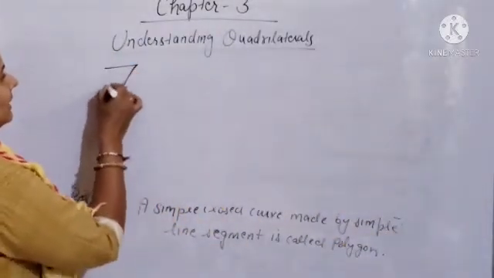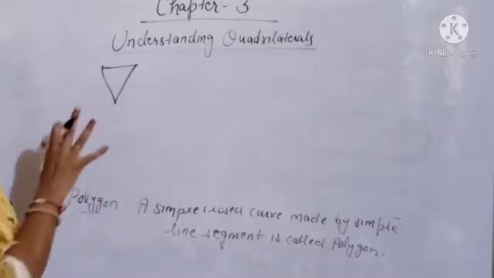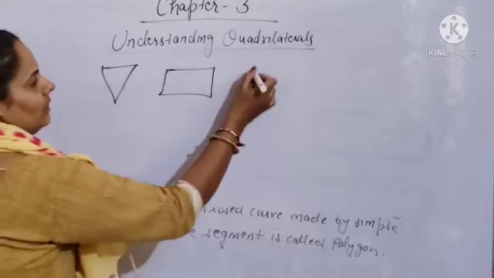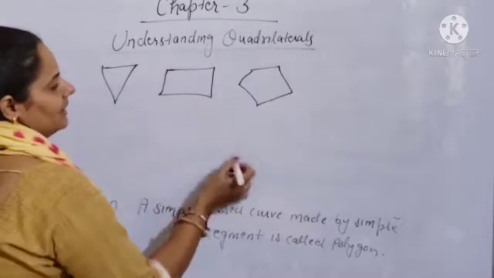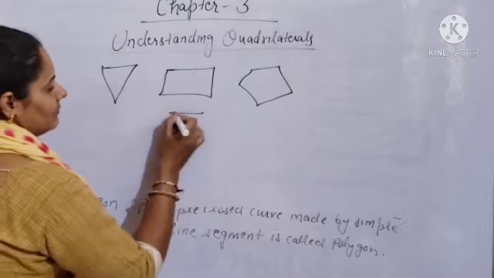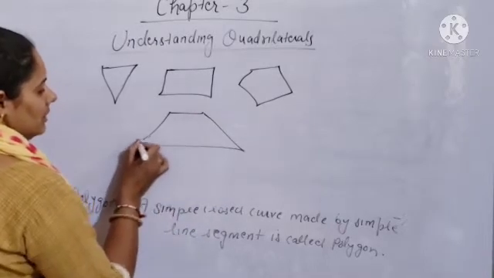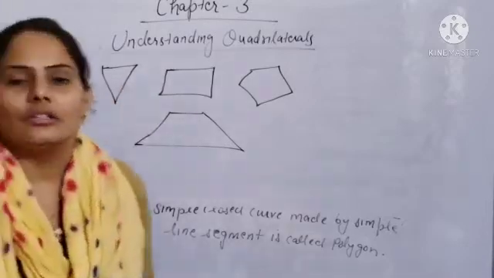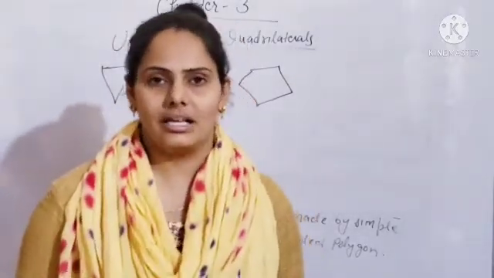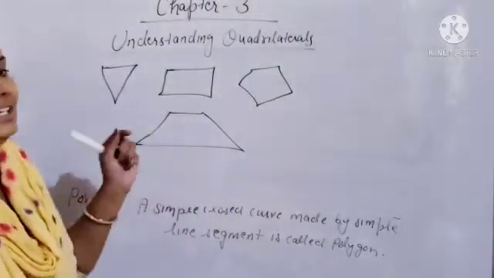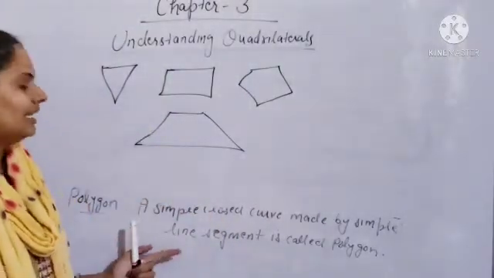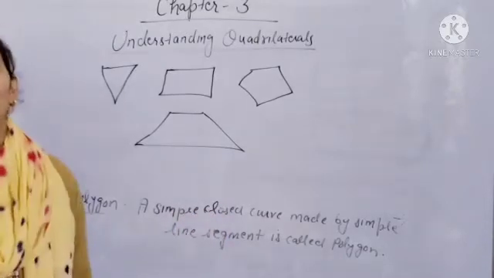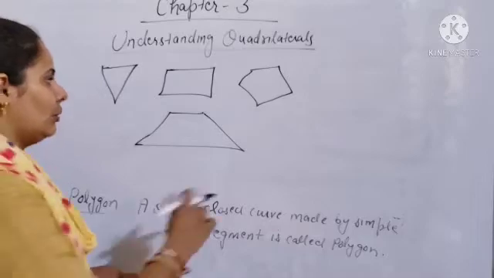For example, I am making this diagram. This is a simple closed curve made by line segments. For example, like that. For example, like that. All these are called polygons. So simply you can say a simple closed curve made by line segments is called a polygon. A polygon will always be a closed curve and made by only line segments. You will not draw like that.